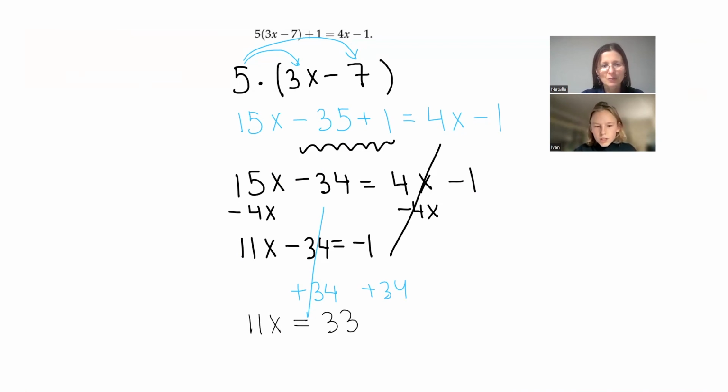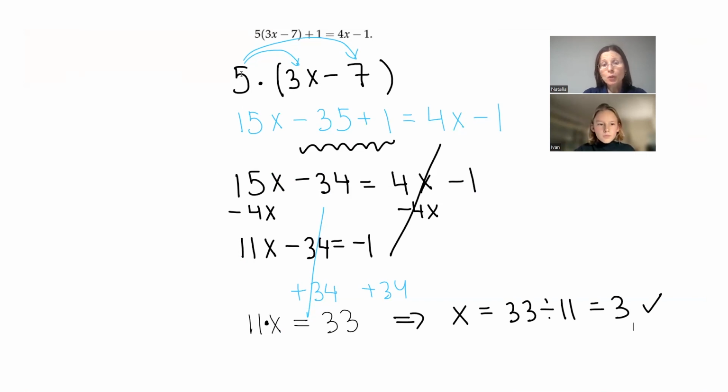And to finish the equation, we would simply divide both sides by 11 in order to isolate x and get what it's equal to. 33 divided by 11, it's divisible, and we will get 3.